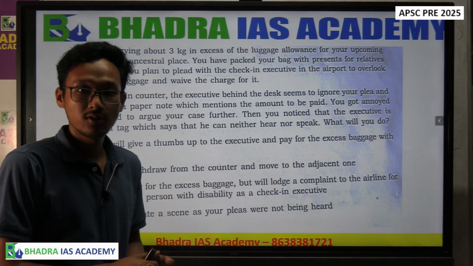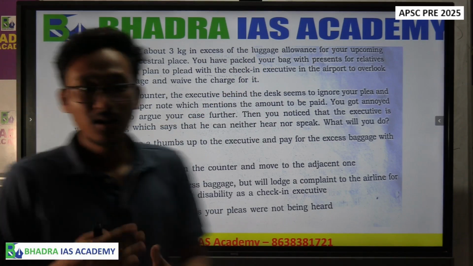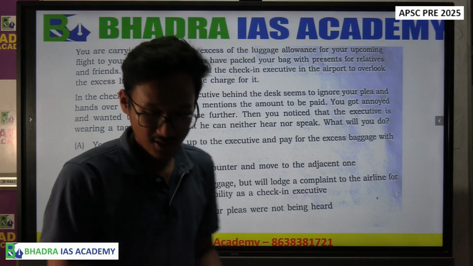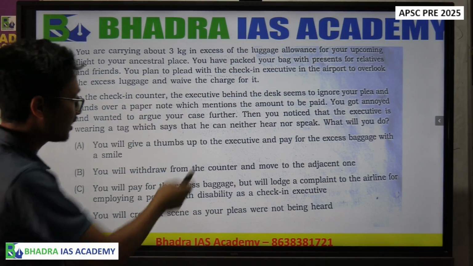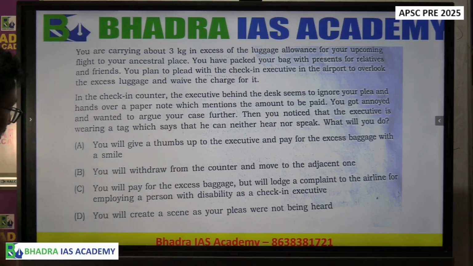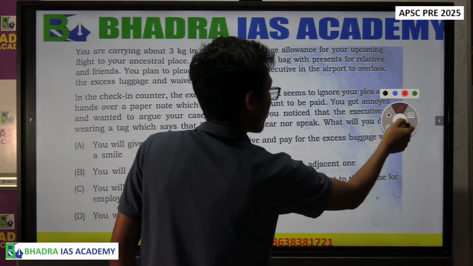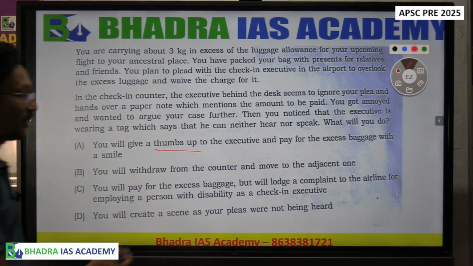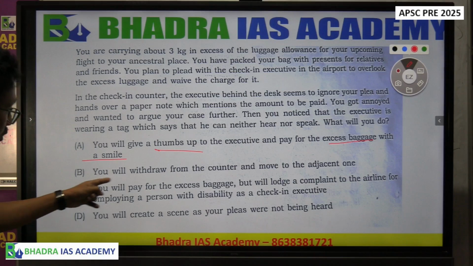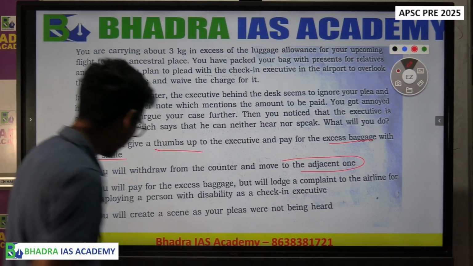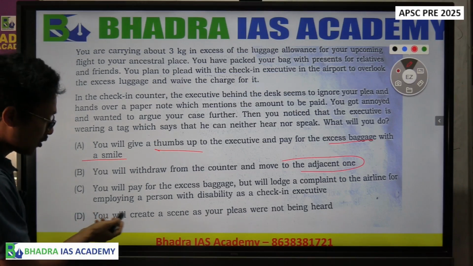Basically, at the airport, there is excess luggage, so a fee is required. You had planned to request him. But then you saw that the person at the counter can neither hear nor speak. So what will you do? You will give a thumbs up to the executive and pay for excess baggage. I will give a thumbs up and pay whatever excess baggage is charged, and pay with a smile. You will withdraw from the counter and move to the adjacent one. You will pay for the excess baggage but will lodge a complaint to the airline for employing a person with disability.